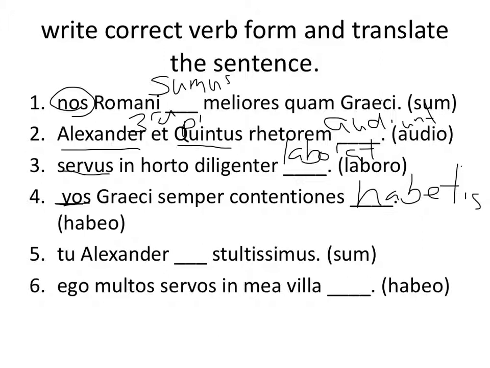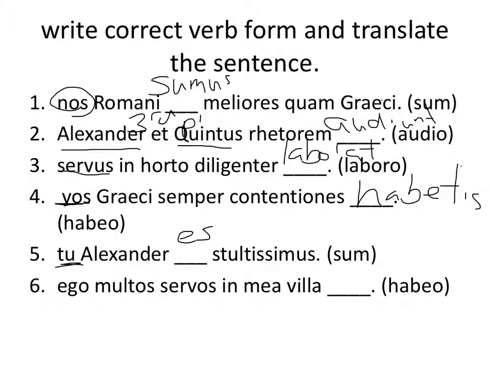Okay, for number 5, because tu is my subject, the verb will end in -s. That's where I made the mistake last time. And assume the second person singular is es. And that would be, you, Alexander, are very stupid.